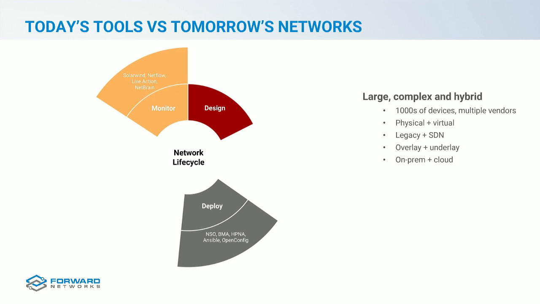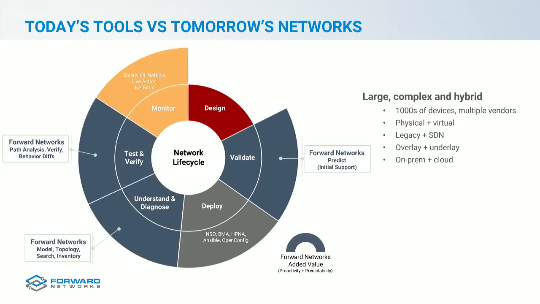So at Forward, our goal is to close this gap by bringing fundamentally new capabilities to understand and diagnose issues whenever they arise in the network, to test and verify the end-to-end behavior of the network, and to validate changes even before they're made in the actual production network. And the technology we are pioneering is called network verification, which provides a fundamentally new way to understand and analyze a network's behavior. Today, I'm going to show some of these capabilities via a demo of our flagship product called Forward Enterprise, which brings network verification to today's enterprise networks without requiring any changes to the network. No hardware refresh, no agents.